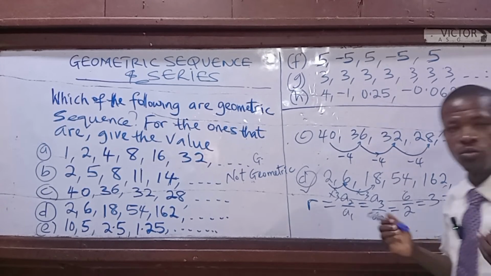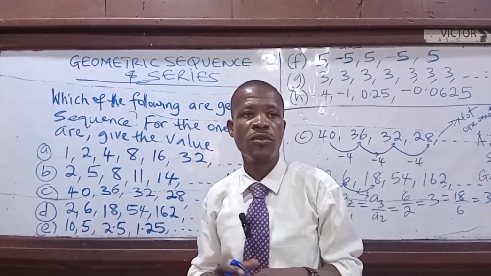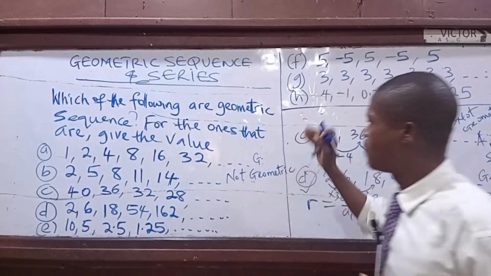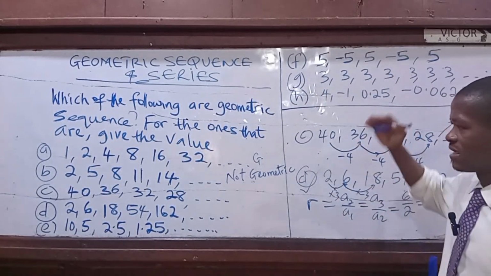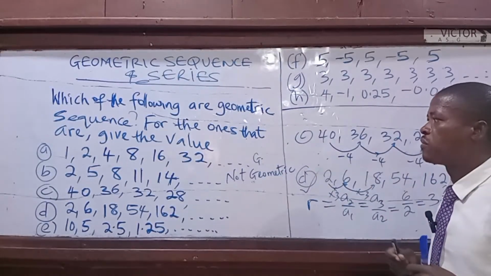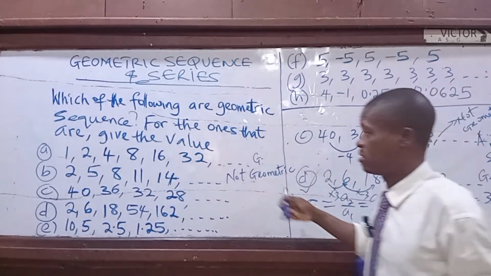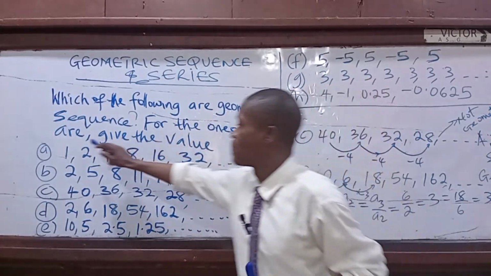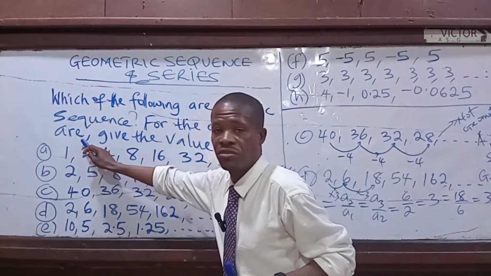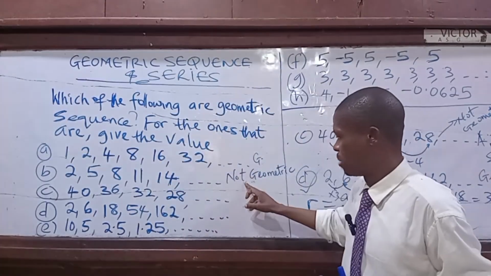Let's quickly recap what we have said so far. Okay, welcome back. We have a question here: which of the following are geometric sequences? And for the ones that are geometric, give the value.